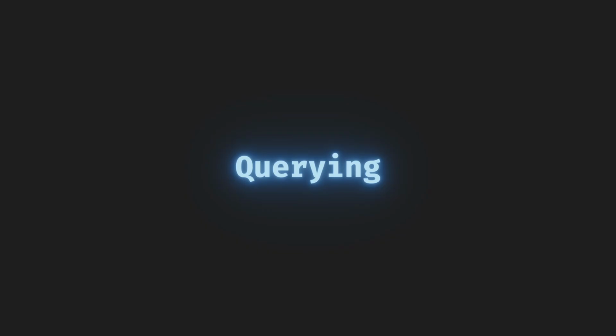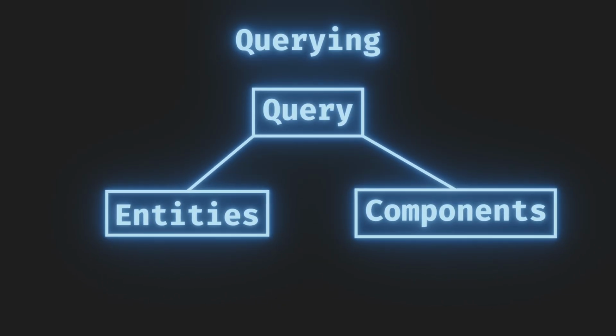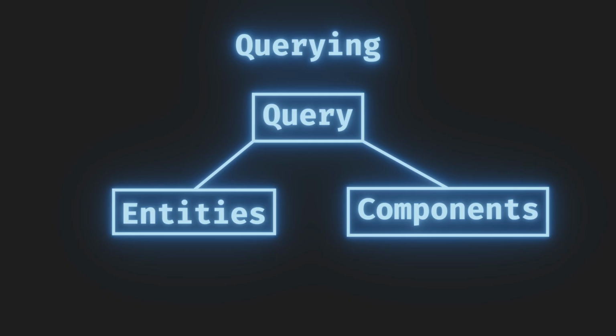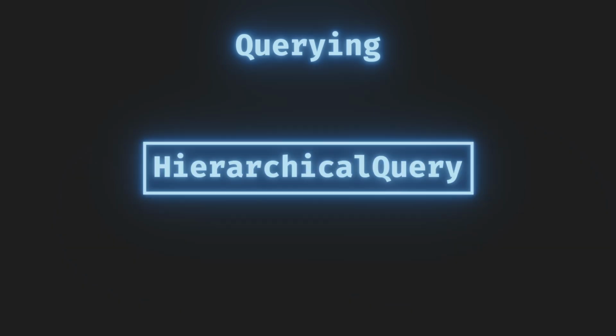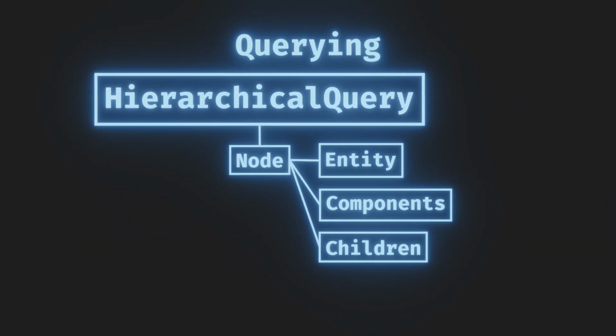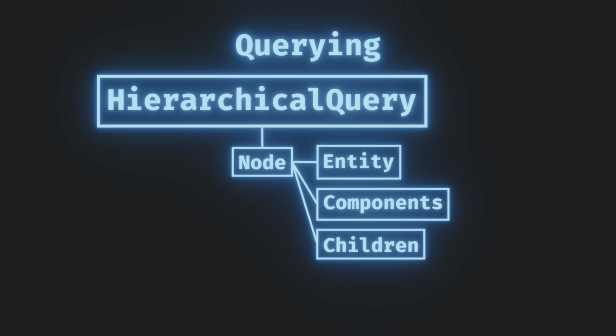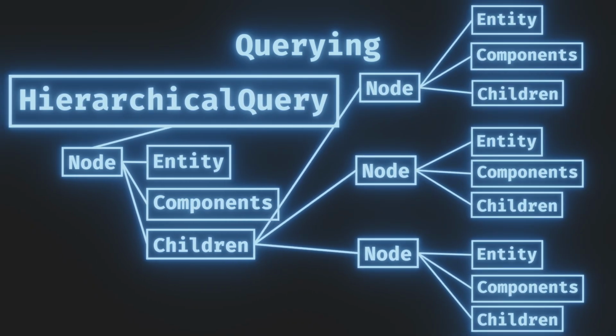After the floodgates to my creativity were opened, I started designing a new type of query. We already have representation of selecting entities based on their components. The simple query is just a big list of entities and their components. The new hierarchical query is a tree of entities. Each node of the tree knows the entity and the component references. Then it also knows the children.